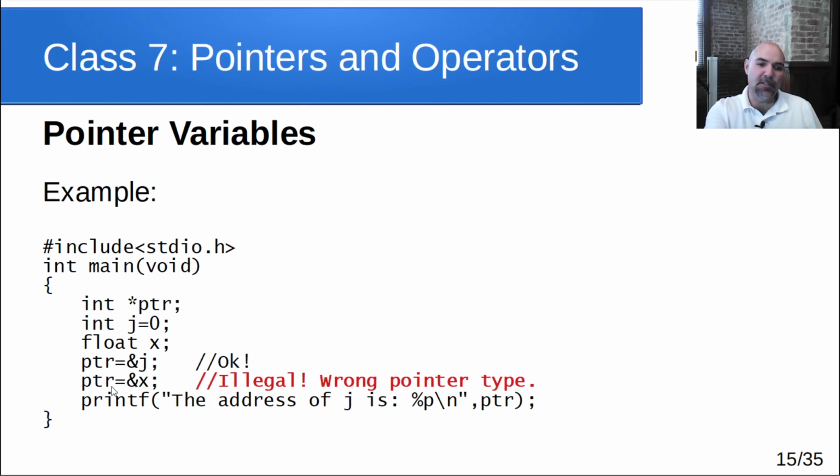But if I tried to say PTR, which is designed to hold an address, and I tried to stick the address of a floating point value in there, even though the addresses are just addresses in memory, the compiler will say that that's the wrong type because we've said this is an integer pointer. Now, we could override that by casting that address as an integer pointer, and then the compiler would be fine with it. But the default is to warn us or give errors when we try to misuse a pointer variable. In other words, giving it the address of a float when it's designed to hold an address of an integer.